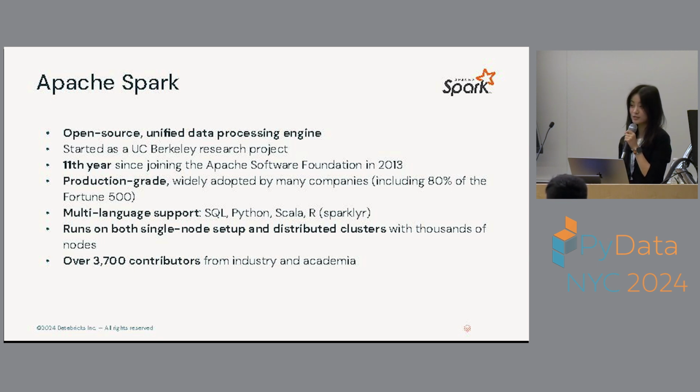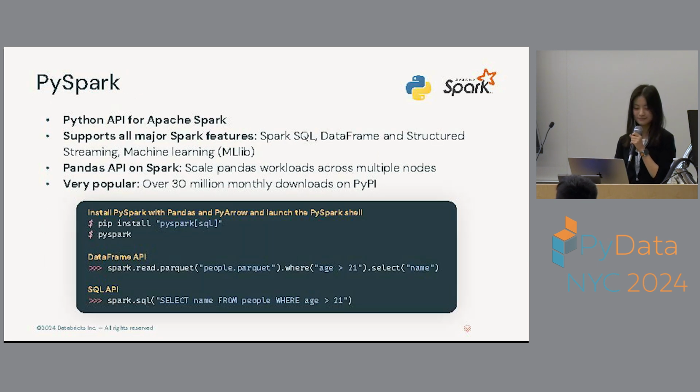And the open source Spark community is very active, with more than 3,700 contributors from both industry and academia all over the world. Okay, so PySpark is the Python API for Apache Spark. It supports all the major Spark features, such as Spark SQL, DataFrame APIs, structured streaming, and machine learning. And it also has the Pandas on Spark API, which allows you to scale Pandas workloads by running them distributedly across multiple nodes.